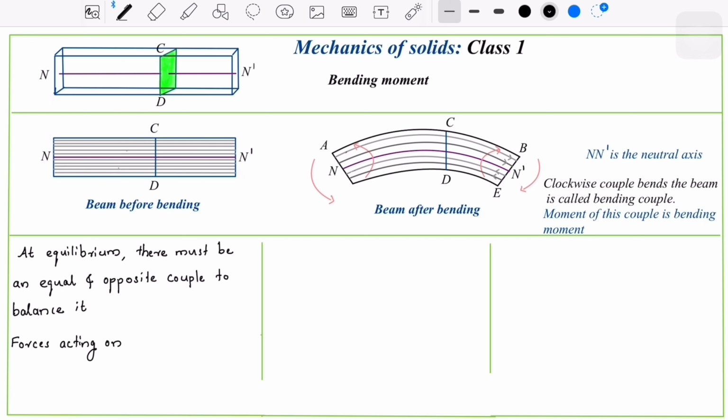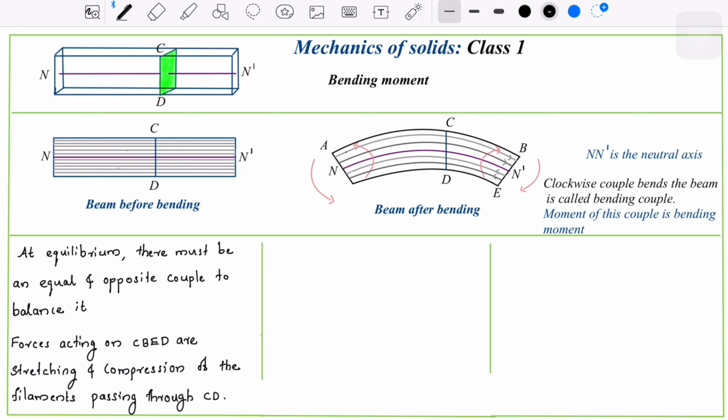Now consider the portion CBED. What are the forces acting on the section CBED? The forces acting on the section CBED are the stretching and compression of the filaments, because the filaments above the neutral surface are in a state of extension and the filaments below the neutral surface are in a state of compression. So the forces acting on this section are the stretching and compression of the filaments passing through CD.